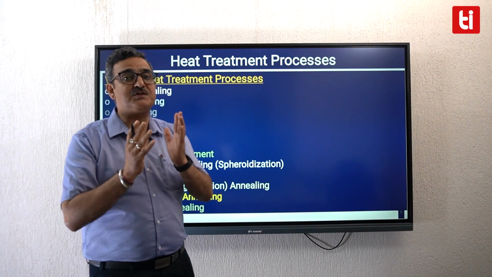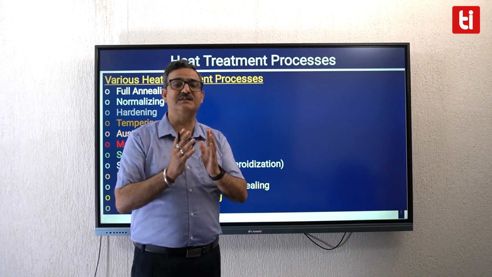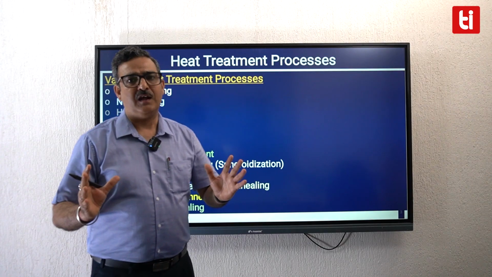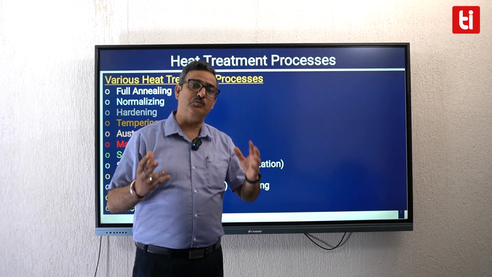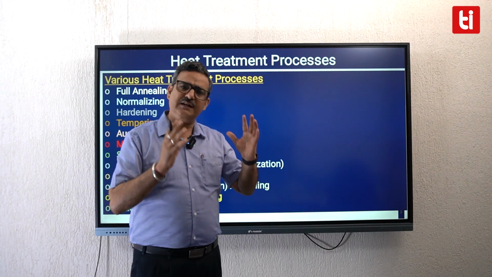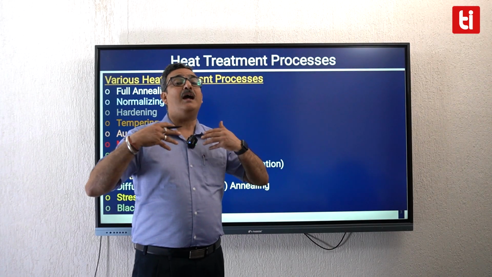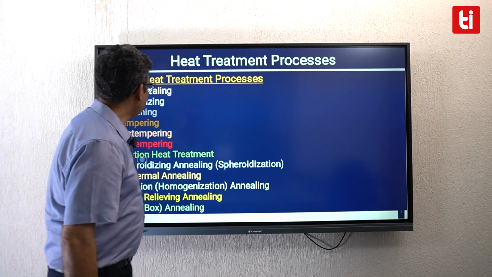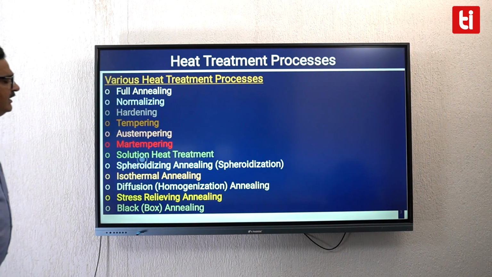Because the basic steps that are involved in these heat treatment processes, heating, holding, cooling, remain common. And the objective is also common, to change the microstructure of a given steel or any alloy system according to the applications to which that alloy system has to be subjected, right? So let's see what the practically used different types of heat treatment processes in the industry are.